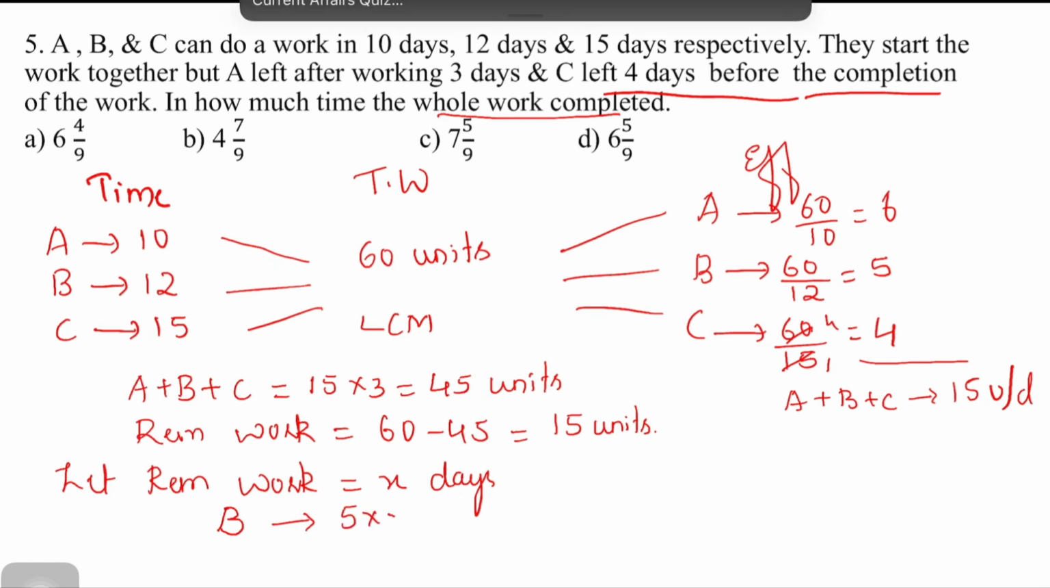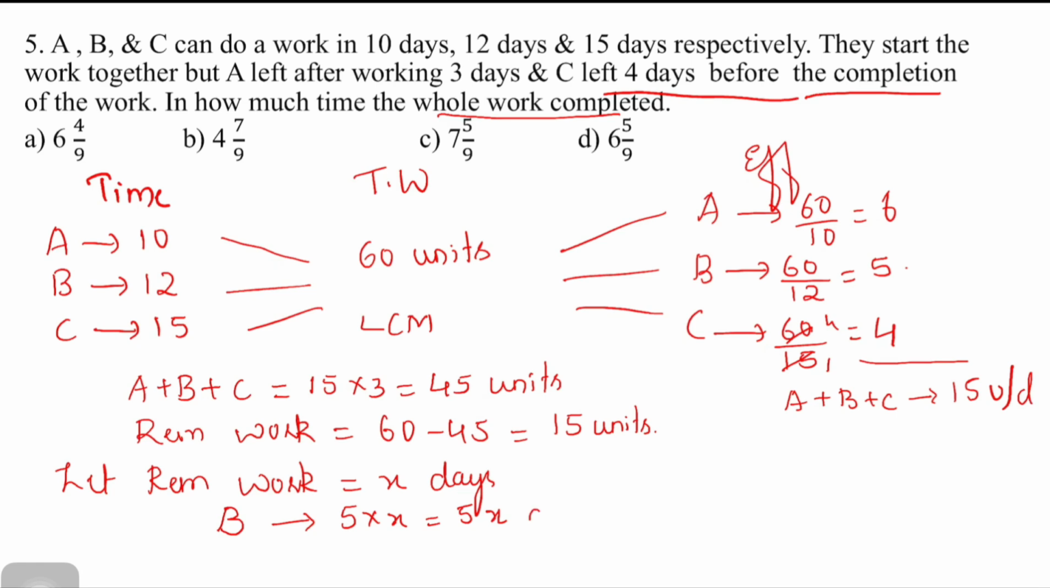5 into X, which is equal to 5x, because 5 is 1 day's work. Like that, the way X days B worked. So B worked for 5x. Then how many days did C work? If the remaining work was completed in X days and C left 4 days before, then C worked for X minus 4 days. So that means 4 into X minus 4, which is equal to 4x minus 16.